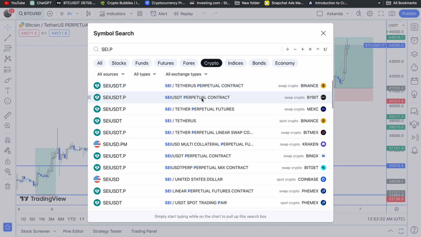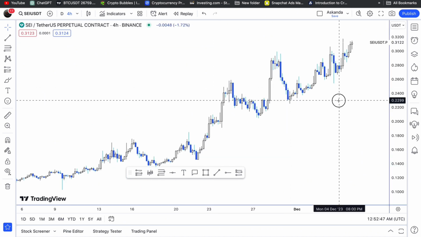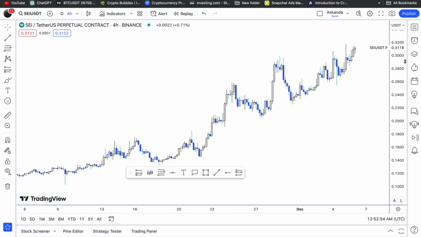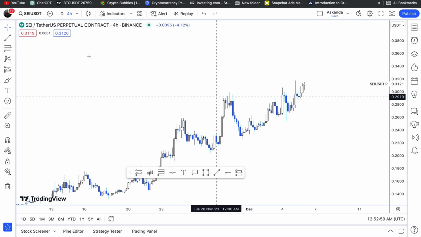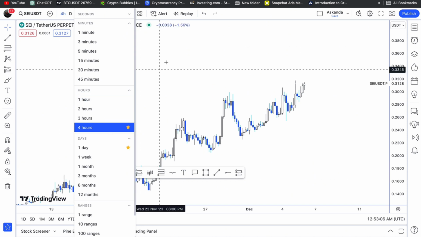If you are trading on Bybit, you select Bybit. If you are trading on Kraken, OKX, BitGet, and Coinbase, select one of them. What I'll do is select the Binance one because I'm trading on Binance. You can see the current movement of C is in a bullish trend. No one will tell you if you have read the PDF. So we can go for a long position here. But before we go for a long position, make sure you change the time frame to the 4-hour time frame. This means that each candlestick takes 4 hours to form.